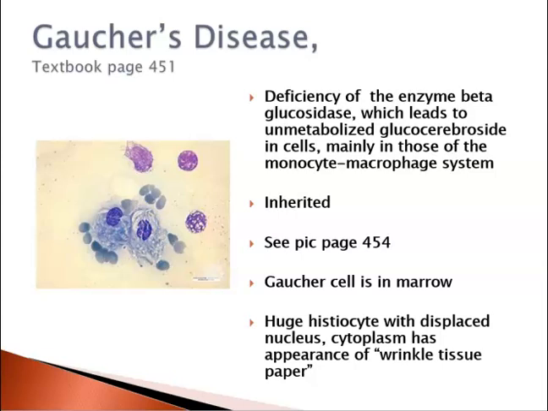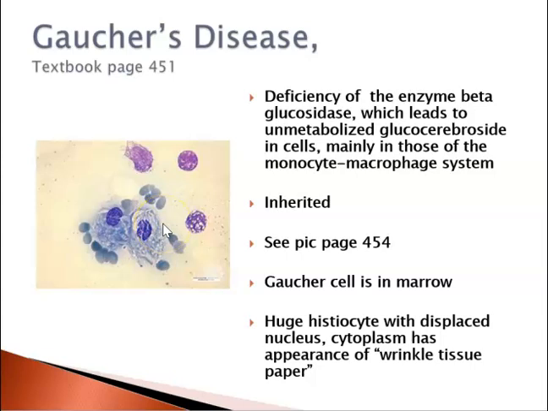So where's the deficiency? The deficiency is in the enzyme beta-glucosidase, which leads to unmetabolized glucocerebroside in the cells. So what is the glucocerebroside? It is a lipid building block of the cell membrane. So where does this unmetabolized glucocerebroside in the cells take place? It mainly takes place in the monocyte macrophage system, and this disease can be inherited, and you can see what cells look like in the Gaucher disease.